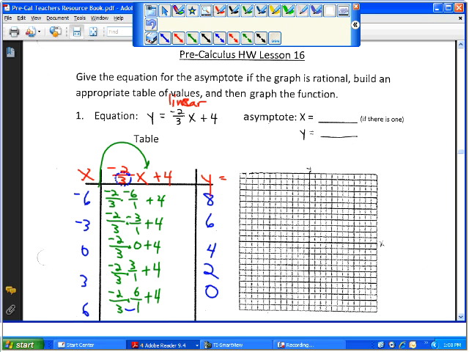Now, we should know that what we have here is the point negative 6, 8. We have the point negative 3, 6. So we created points that we could graph, right? We have created the point 0, 4 that we could graph. We have created the point 3, 0 that we could graph. We have created the point 6, 0 that we can graph. We usually don't graph a line with the points we created.